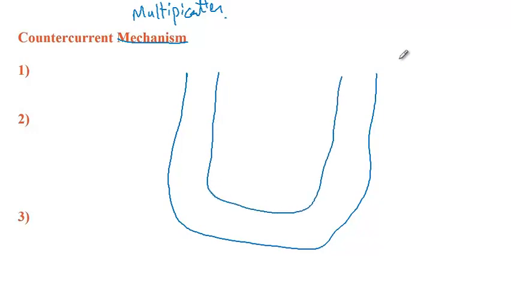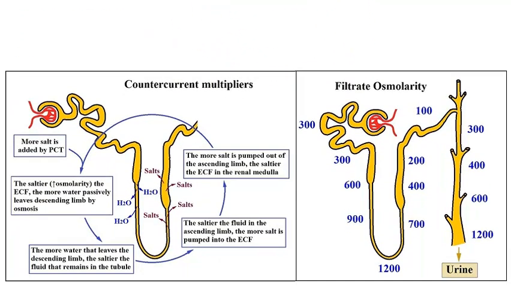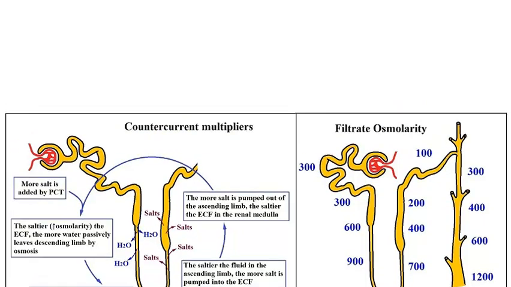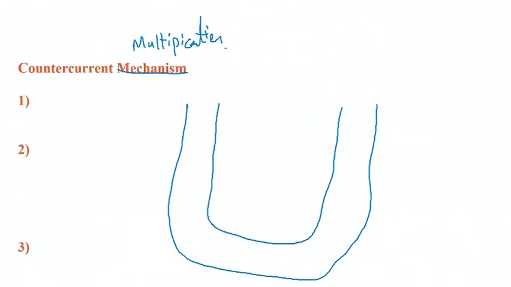And the filtrate concentration that enters the proximal convoluted tubule is about 300 milliosmolar. And this osmolarity, even though the proximal convoluted tubule reabsorbs 60% of filtrate, remains the same, because the same proportion of salts and other compounds as well as water is getting reabsorbed.